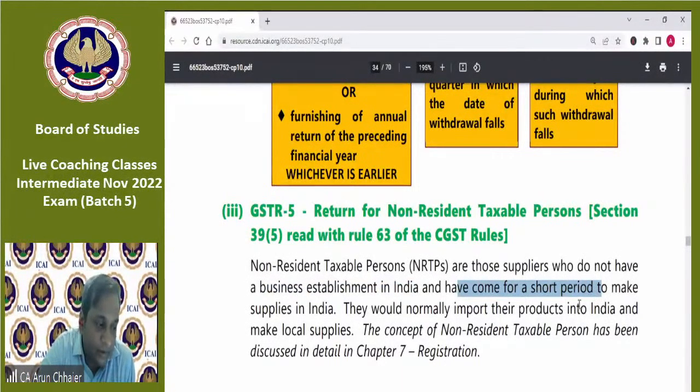Can anybody tell me what is the validity period of the registration of a non-resident taxable person? What is the maximum period for which the registration would be valid? Can you please tell me? We have already discussed it in the registration chapter. What is the validity period for non-resident taxable person registration?